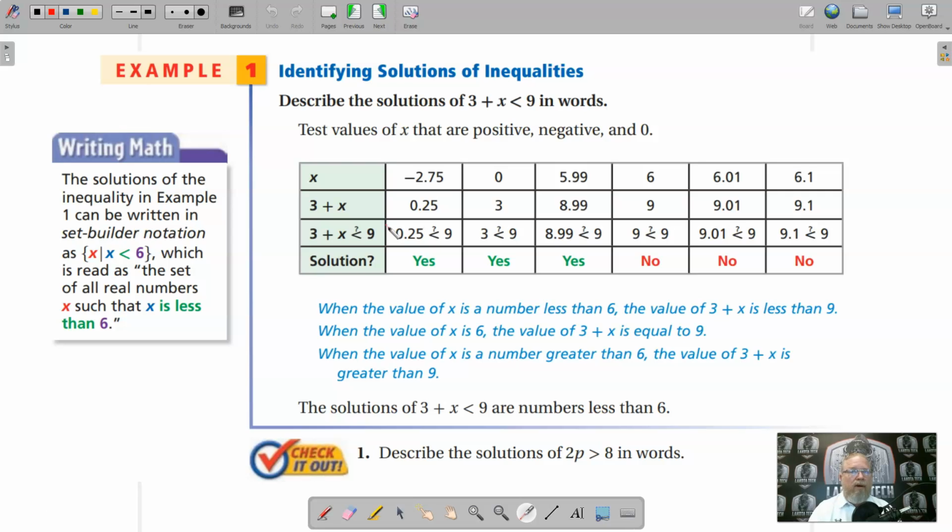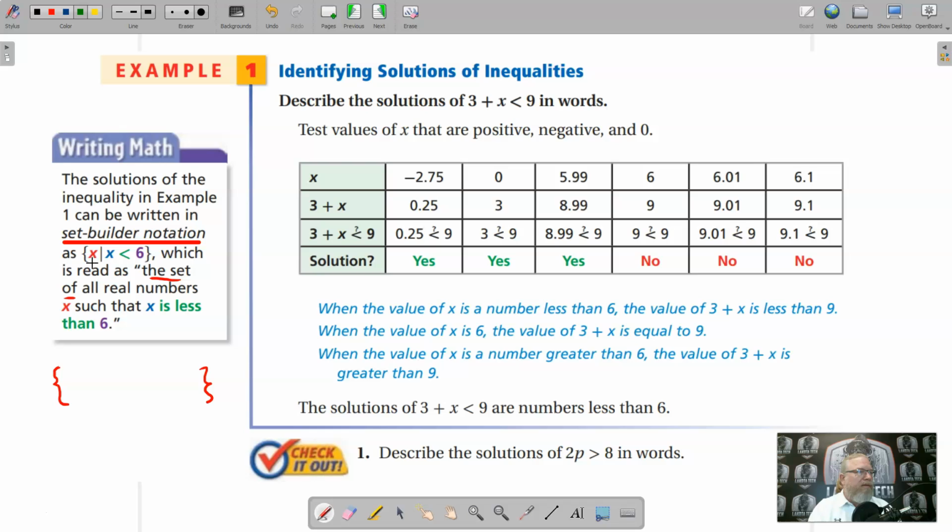Actually, there's a couple of ways, and one of them is to use set builder notation. And we have that over here. The solution of the inequalities in example 1 can be written in set builder notation. Let's go ahead and underline that. You might be saying, what is set builder notation? Set builder notation is written with some braces, and the braces are read as the set of. I'm going to color code this, like what they did down here in their explanation of it.